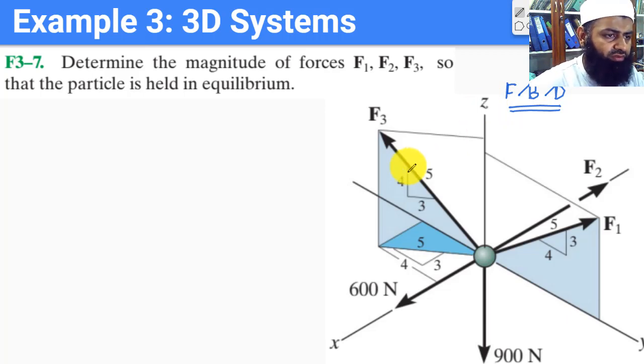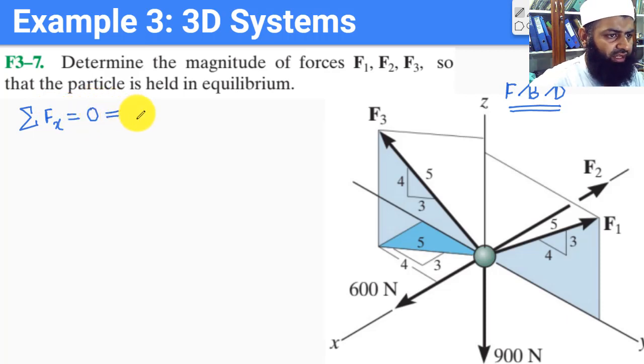So the first step is already done, and the second step was to draw the 3 axes, and in this case we have already been given the x, y and z axes. So that part of the problem has already been taken care of. So the next step is to write the equations of equilibrium. So the first equation of equilibrium is that the sum of all the forces in x is equal to 0.